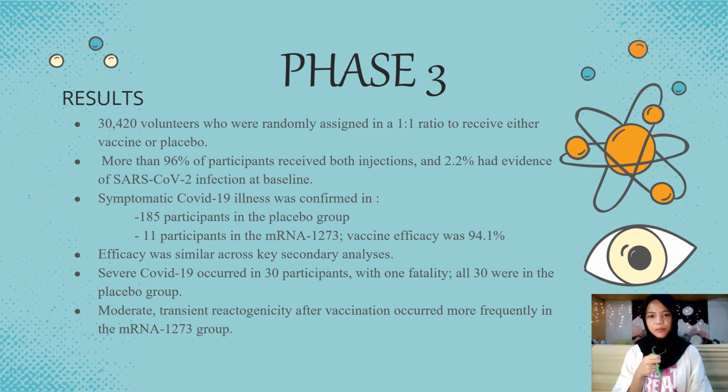Efficacy was similar across key secondary analyses, including assessment 14 days after the first dose, analysis that included participants who had evidence of SARS-CoV-2 infection at baseline, and analysis in participants 65 years of age or older. Severe COVID-19 occurred in 30 participants with 1 fatality. All 30 were in the placebo group. Moderate transient reactogenicity after vaccination occurred more frequently in the mRNA-1273 group. Serious adverse events were rare, and the incidence was similar in the two groups.